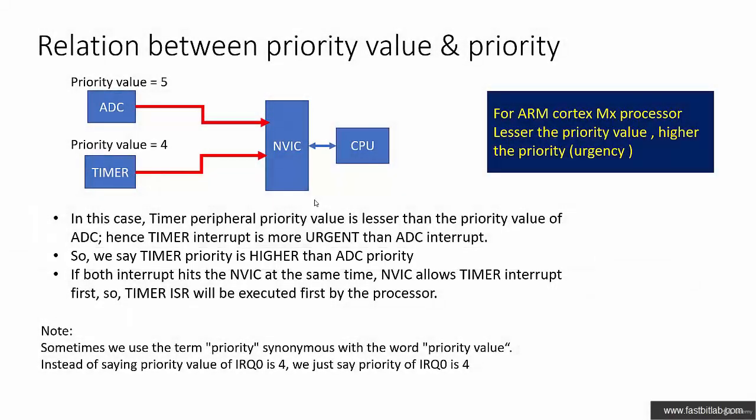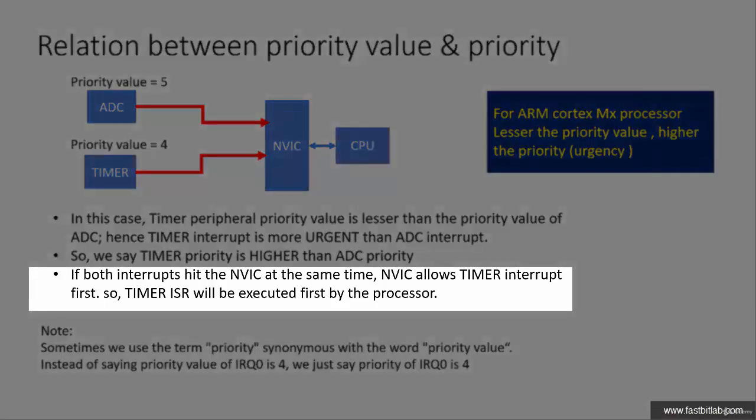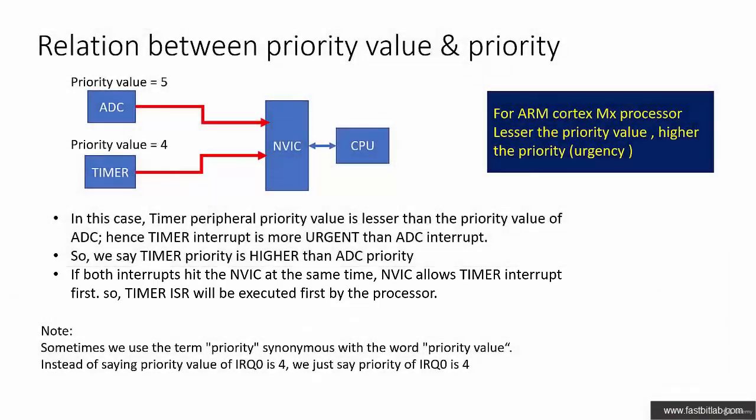That means in ARM Cortex-M processor, lesser the priority value, higher the priority, that is higher the urgency. If both interrupts hit the NVIC at the same time, NVIC allows timer interrupt first. Timer ISR will be executed first by the processor. I hope you get the idea behind priority value and priority.